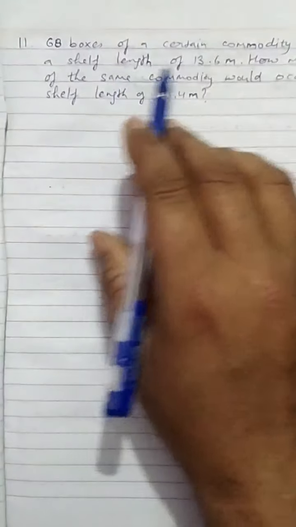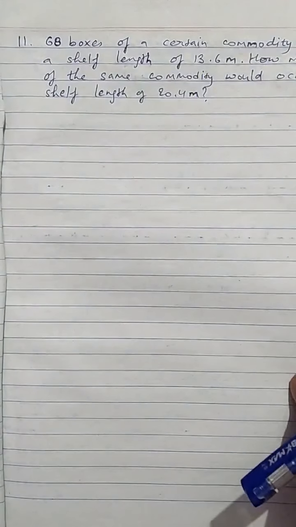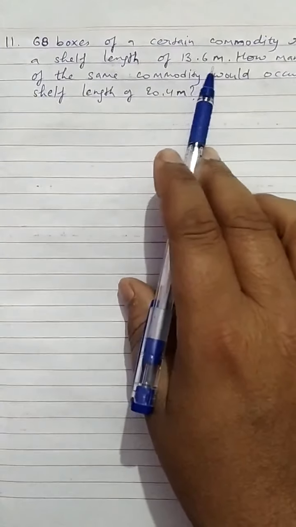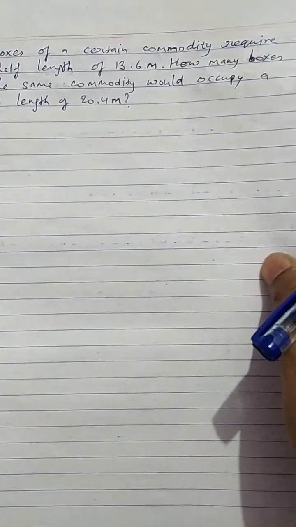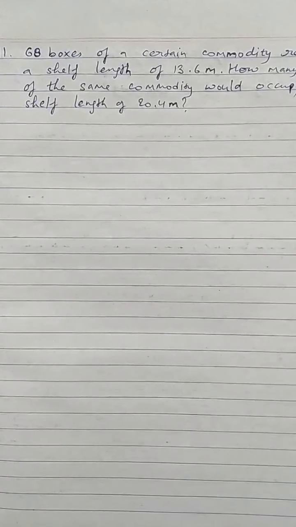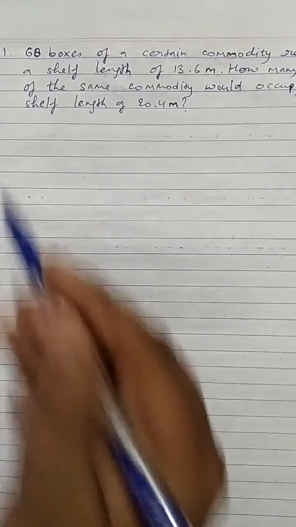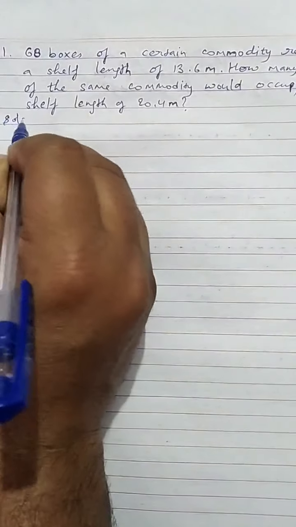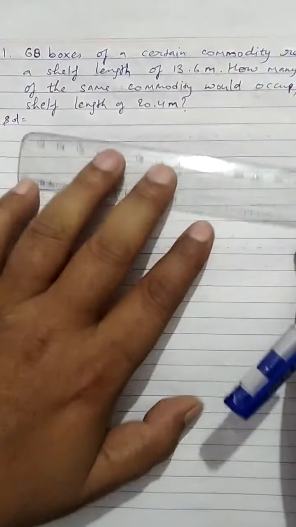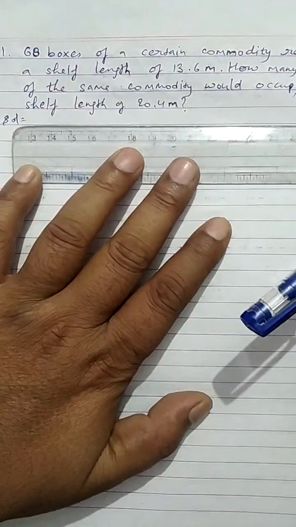Next I am taking question number 11. 68 boxes of a certain commodity require a shelf length of 13.6 meters. How many boxes of the same commodity would occupy a shelf length of 20.4 meters? So two things we have, number of boxes and length of shelf. So again we will make a table.